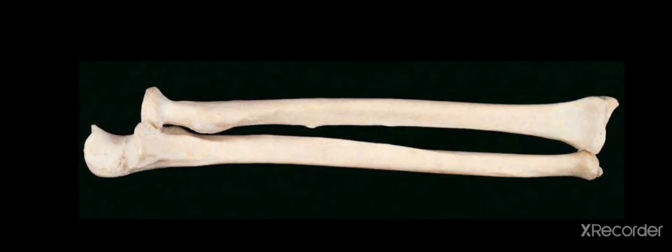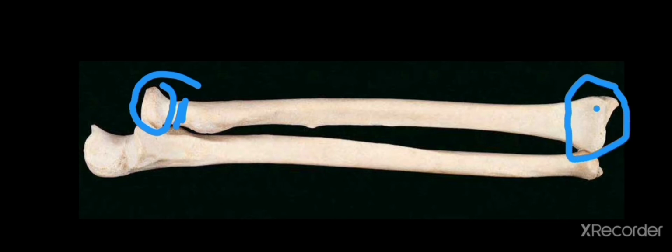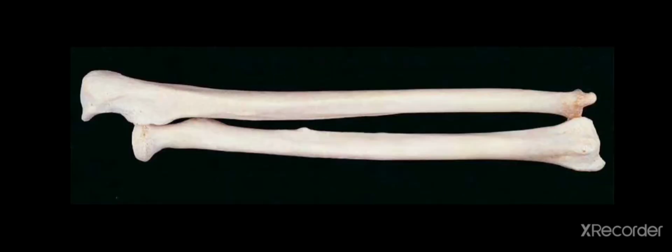To keep radius in its anatomical position and to determine the side, you have to place the bone vertically in such a way that its superior aspect should have a disc-shaped upper end and a constricted neck, and its inferior aspect should have a broad lower end with smooth anterior surface and grooved posterior surface. Here you can see the grooved posterior surface.